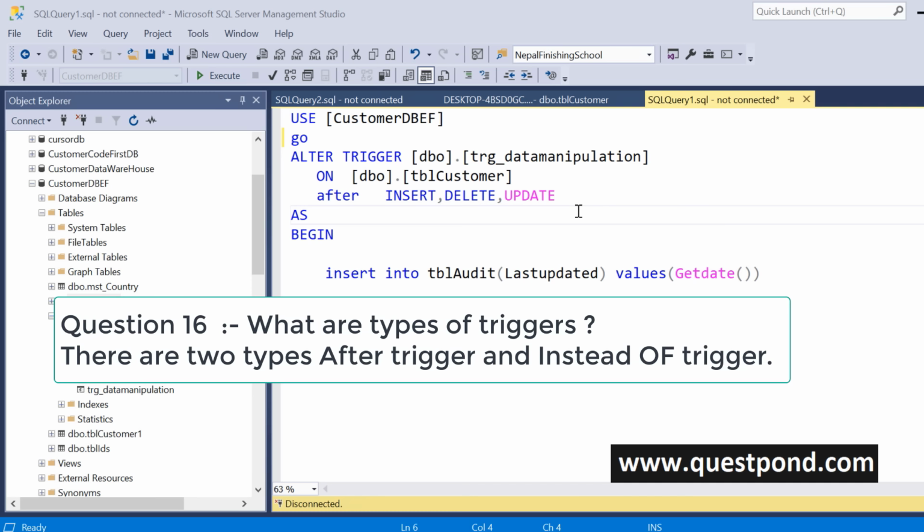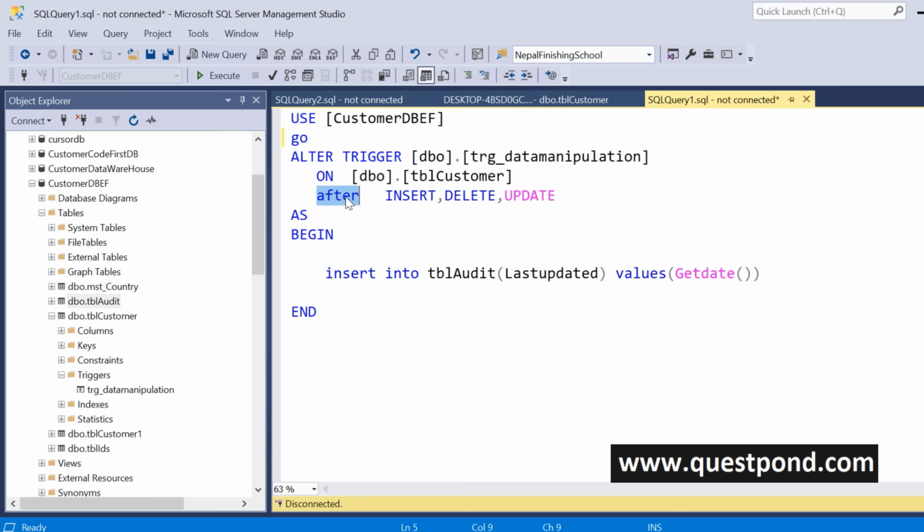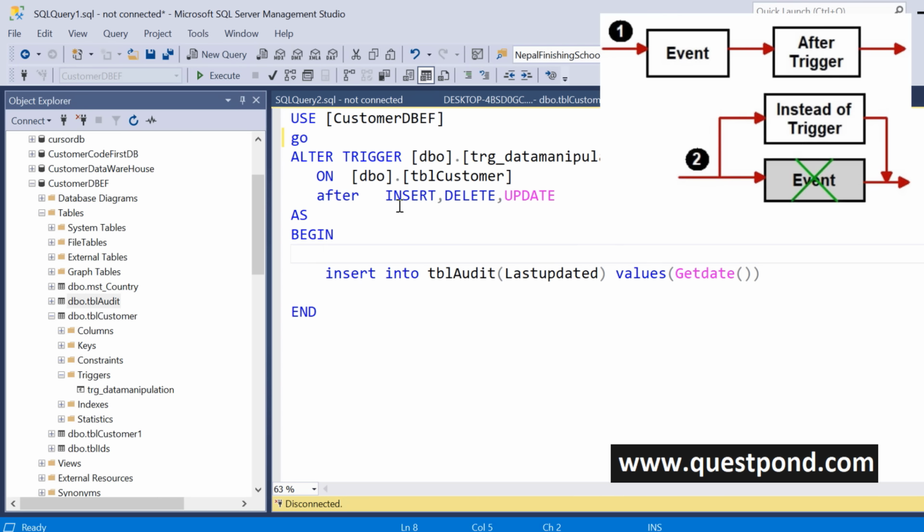There are two different types of triggers in SQL Server. One is the after trigger and one is the instead of trigger. An after trigger is the trigger which fires after the event has happened. For example, after the insert has happened, this insert to TBL audit logic will get executed. After the delete has happened, after the update has happened. But we also have something called instead of.